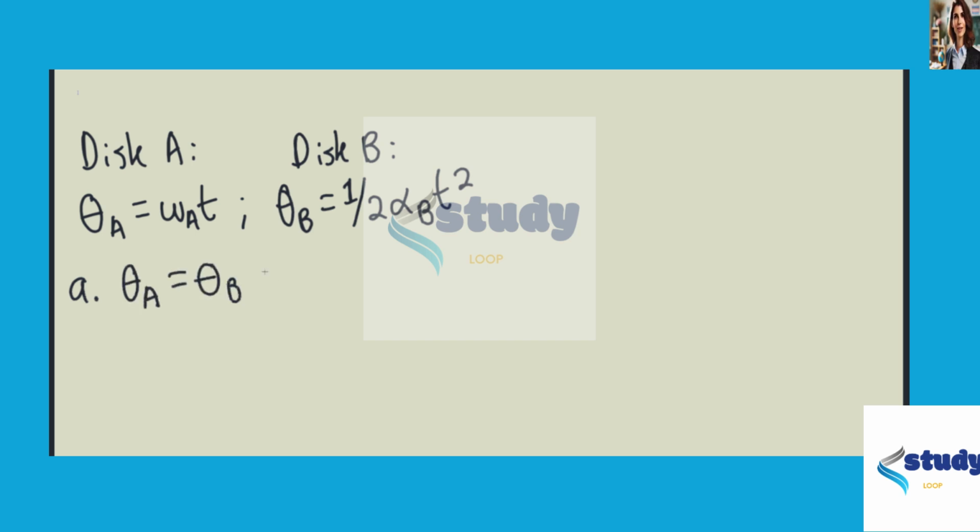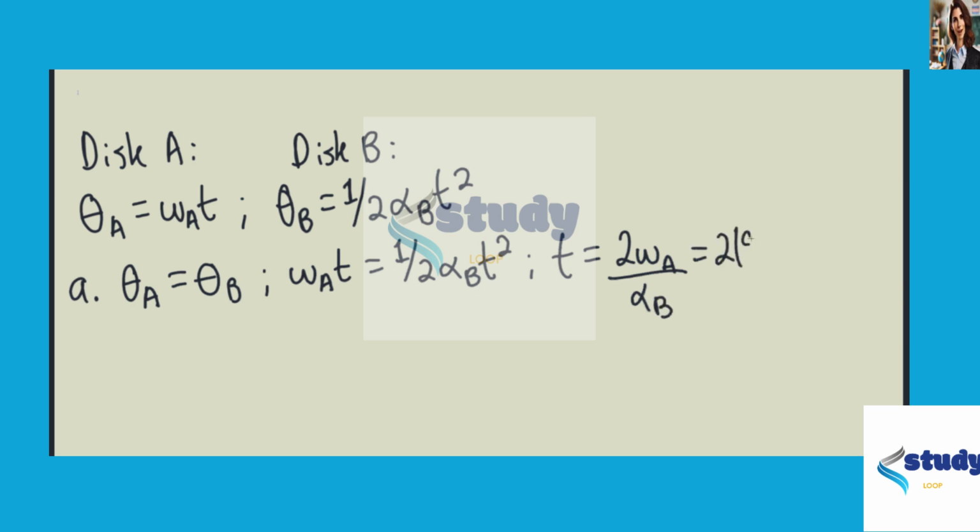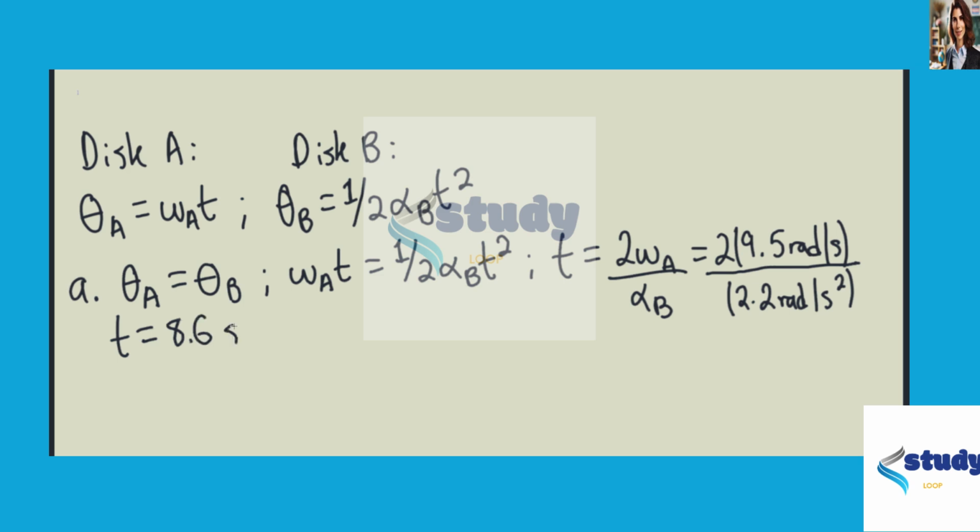And so for part A, when we want to find the time when theta sub A equals theta sub B, we can say that omega sub A times t would be equal to 1/2 alpha sub B t squared. So essentially, t would be equal to 2 times omega sub A divided by alpha sub B. This would be 2 times 9.5 radians per second divided by 2.2 radians per second squared, and t is equaling 8.6 seconds.